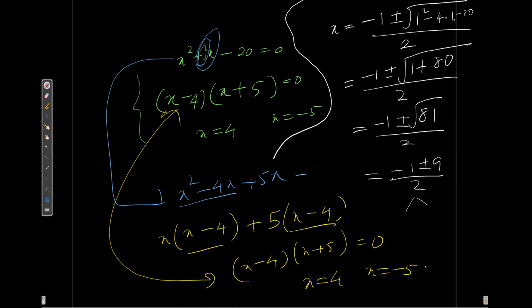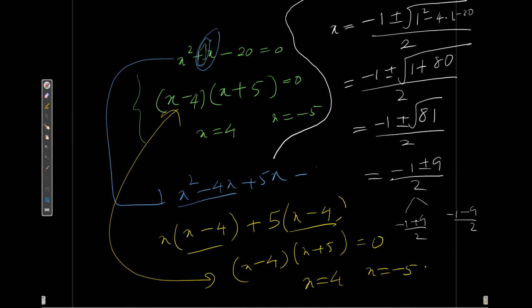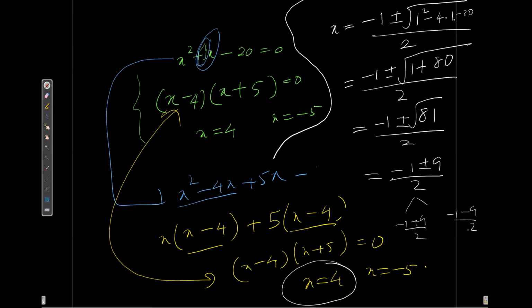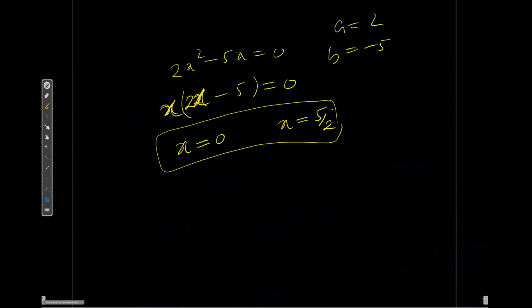So you break it into 2: minus 1 plus 9 over 2, or minus 1 minus 9 over 2. So 9 minus 1, 8 over 2, 4. See this solution. And negative 10 here, over 2, negative 5. See this solution. So the quadratic formula can be used for any quadratic equation. So these are the 3 techniques, guys.